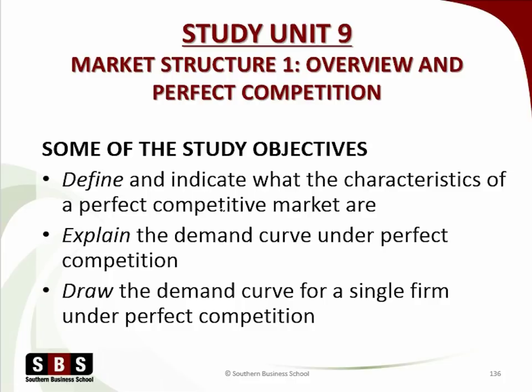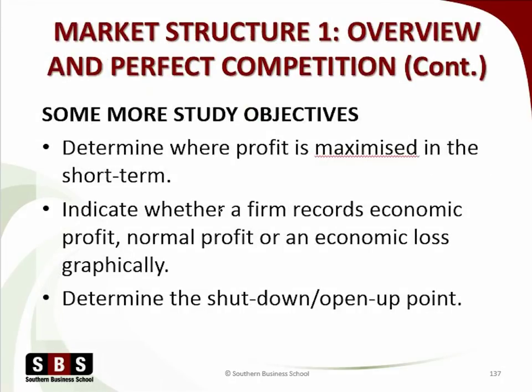Then, okay, market structure 1 is perfect competition. Some of the study objectives: you need to define and indicate what the characteristics of a perfectly competitive market are. That's all in the slide. So those 3 things you need to know about market structure 1. Explain the demand curve under perfect competition and draw the demand curve for a single firm under perfect competition. You must determine where profit is maximized in the short term.